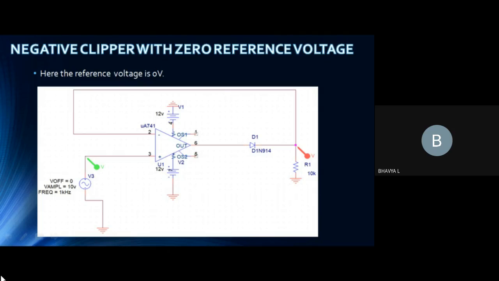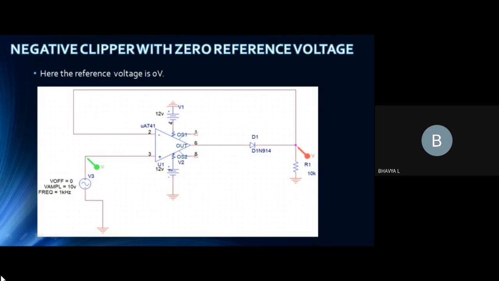Now let's discuss negative clippers. The difference between the positive and negative clipper circuit is that the diode is reversed here. The sinusoidal signal is given as the input at the non-inverting terminal of the operational amplifier. In a negative clipper, any waveform which is smaller than the reference voltage is clipped off.